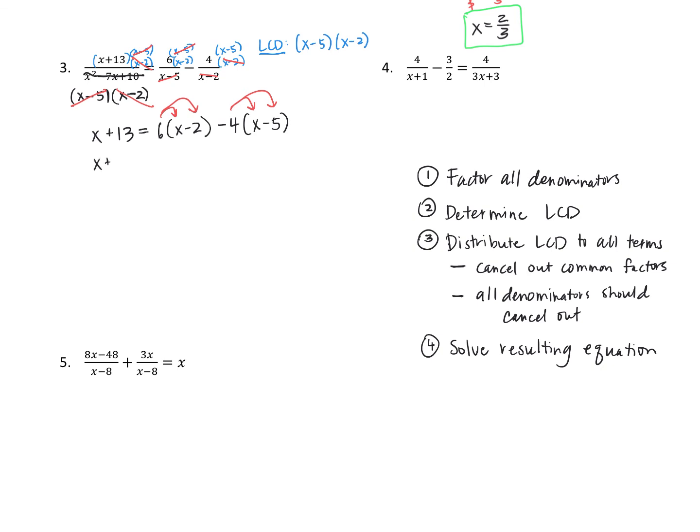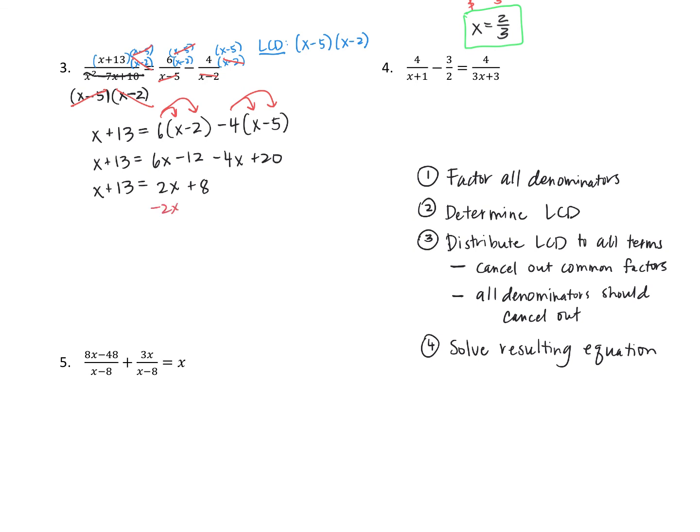So I'm going to bring down x plus 13. Distributing the 6 will get me 6x minus 12. Distributing the negative 4 will get me negative 4x plus 20. Combine like terms on the right. So 6x minus 4x is 2x. Negative 12 plus 20 is 8. This is a linear equation, meaning I don't have an x to a power, it's just x to the first.